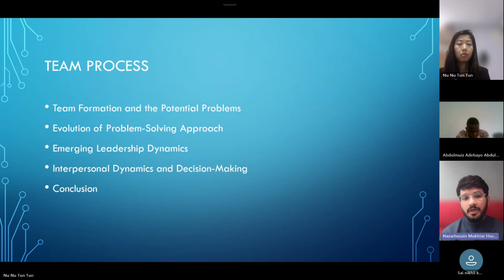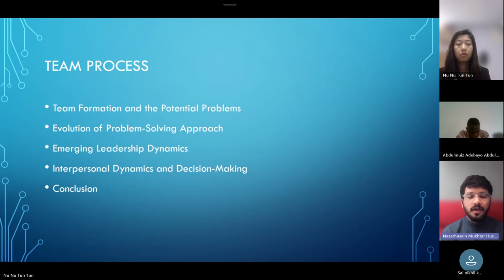If we talk about interpersonal dynamics and decision making, our team's diversity enhanced decision making. Different perspectives led to more creative solutions. For instance, when we were planning how to attract the public players, we combined ideas from digital marketing to community outreach, creating a more balanced and inclusive approach.